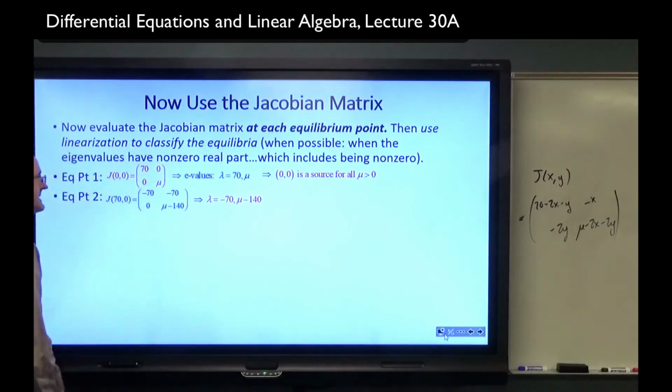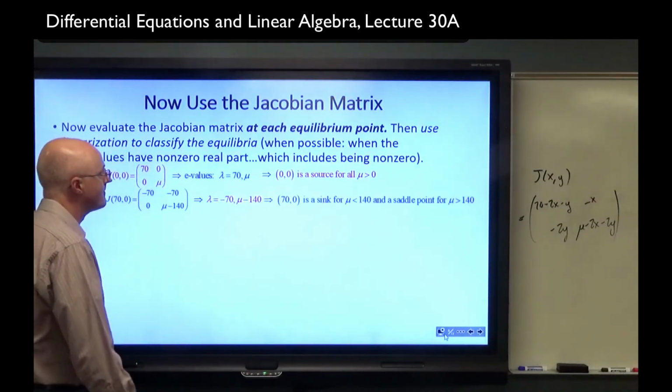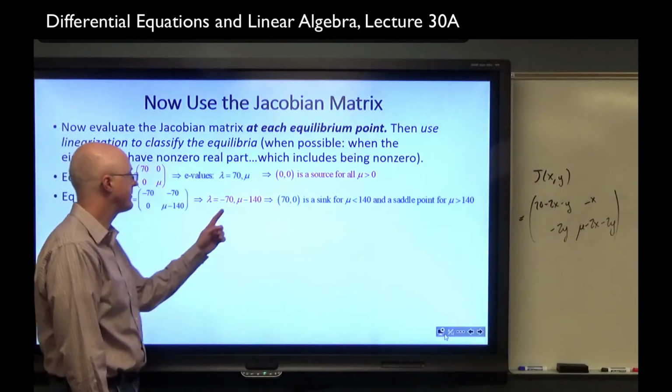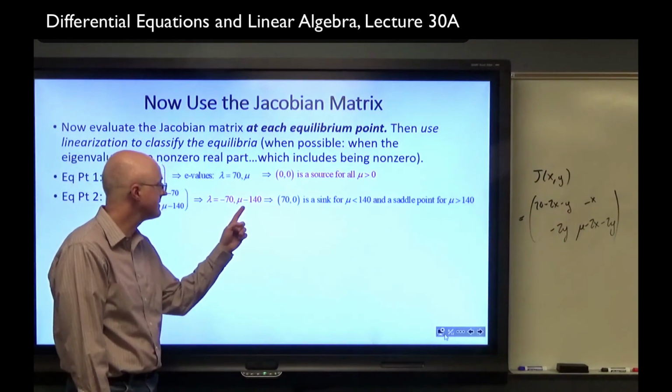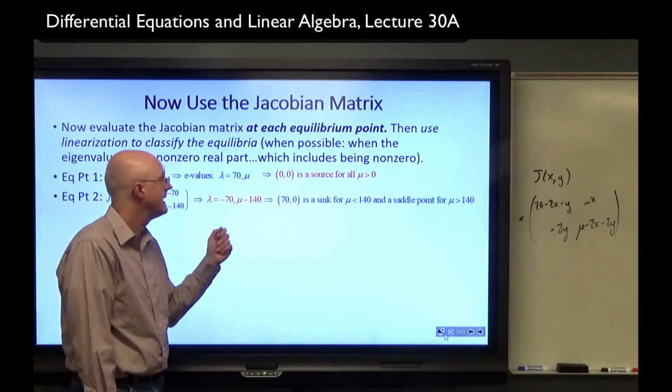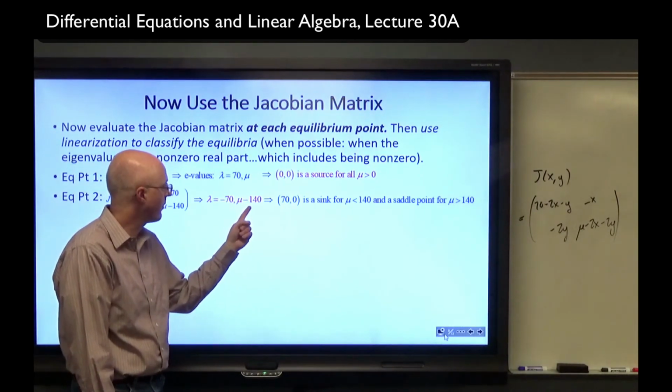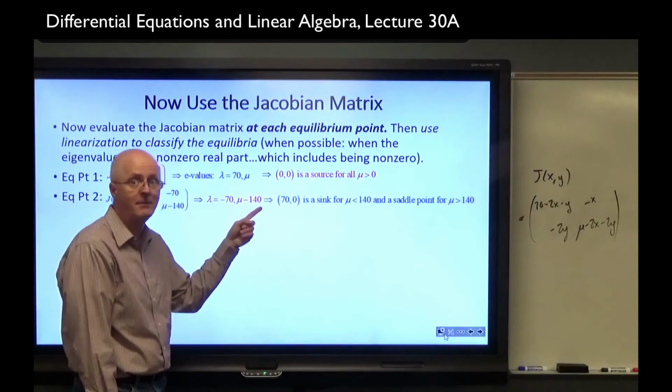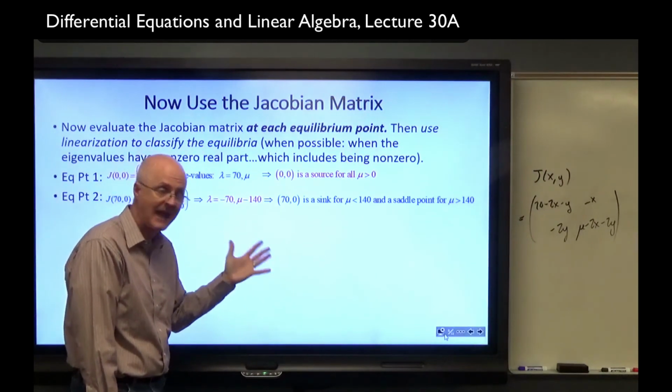So what kind of point is that? Well, it would depend on mu. If mu is less than 140, so that this number is negative, then we'd have 2 negative real eigenvalues. It would be a sink. On the other hand, if mu is bigger than 140, then you've got a negative eigenvalue and a positive eigenvalue. It's a saddle point.